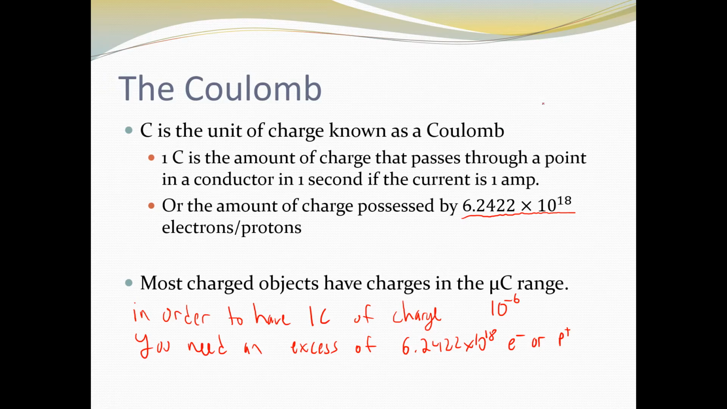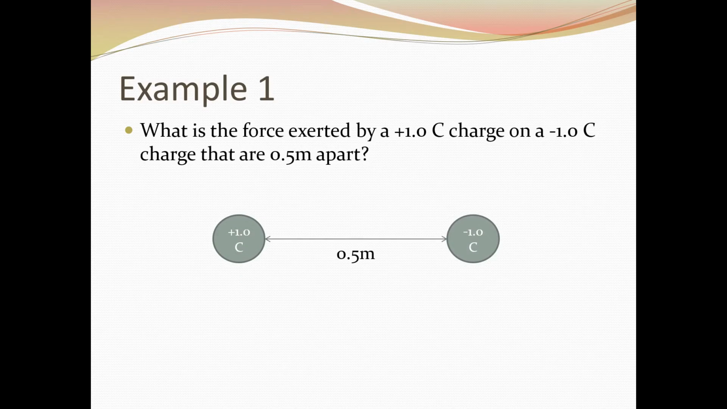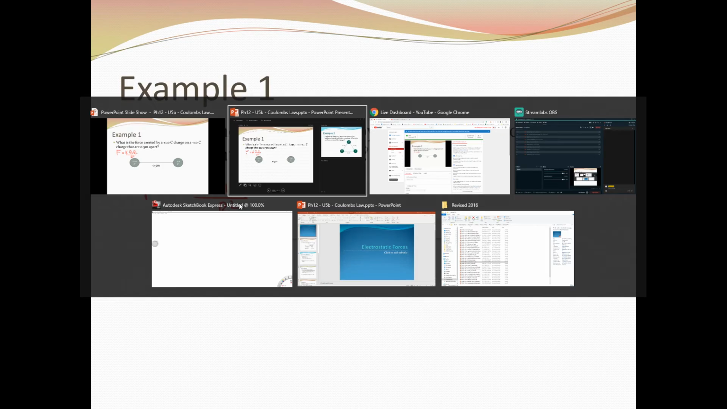Let's go through some examples. Example 1: what's the force exerted by a positive 1 Coulomb charge on a negative 1 Coulomb charge if they are half a meter apart? This gives you an idea of just how much force these two objects would have. So we'll take our equation, force equals k Q1 Q2 over r squared. There's our equation. Let me just grab this and move it over.